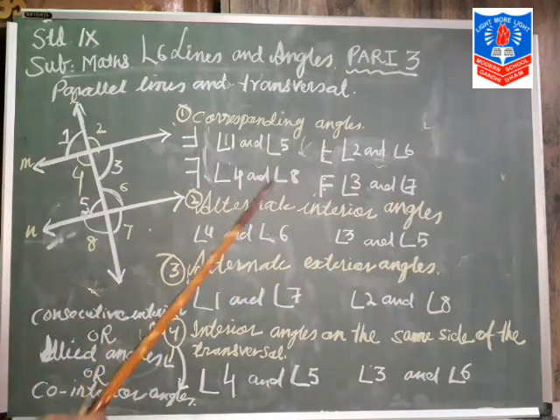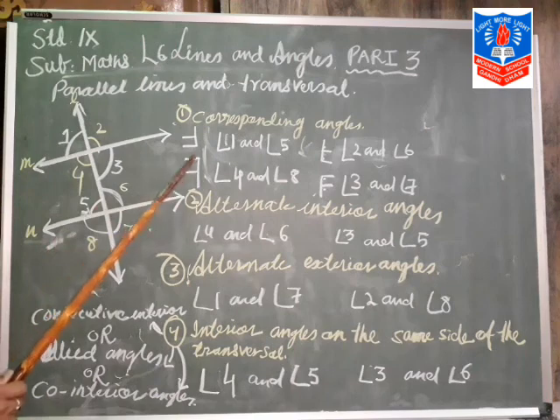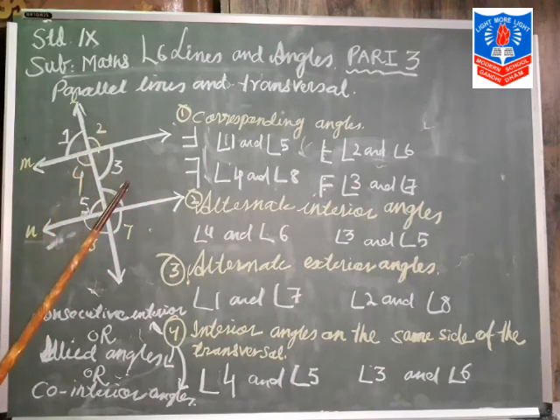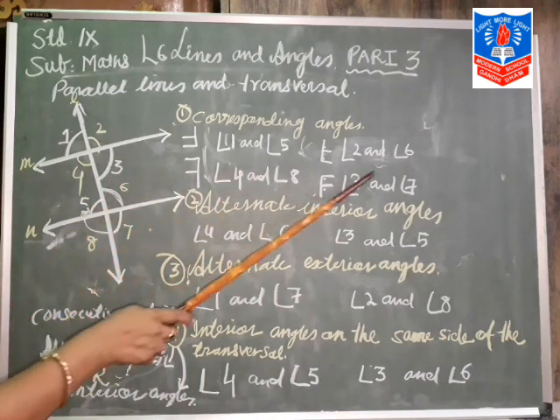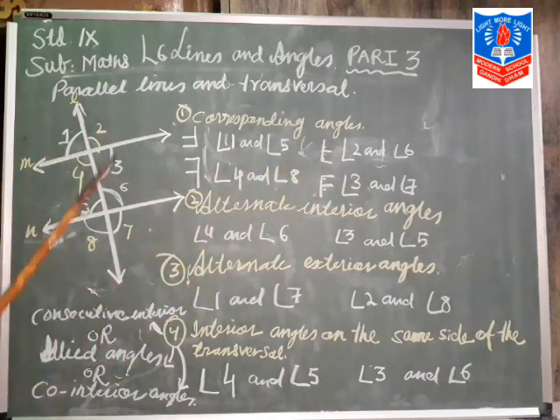Clear children? Again I will repeat. Here the F shape: 1 and 5, and on the right hand side 2 and 6. Now 4 and 8, and here 3 and 7. If the corresponding angles are congruent, the lines are parallel. If the lines are parallel, the corresponding angles are equal and congruent.